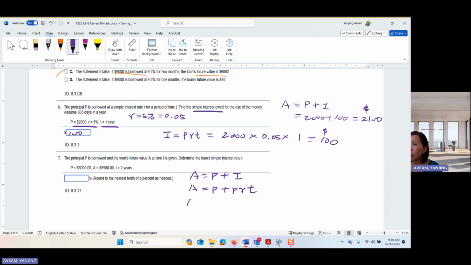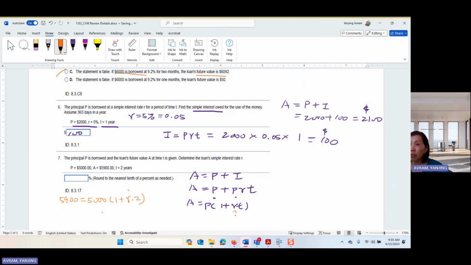And then you can factor the P out, so this will be 1 plus RT. All right, so that is the formula. We saw that earlier in the formula sheet. So we want to find the R, so R is the unknown. A here is 5900, equal to P, which is 5,000, times 1 plus R, where R is unknown. T here is 2 years, so that is 2.